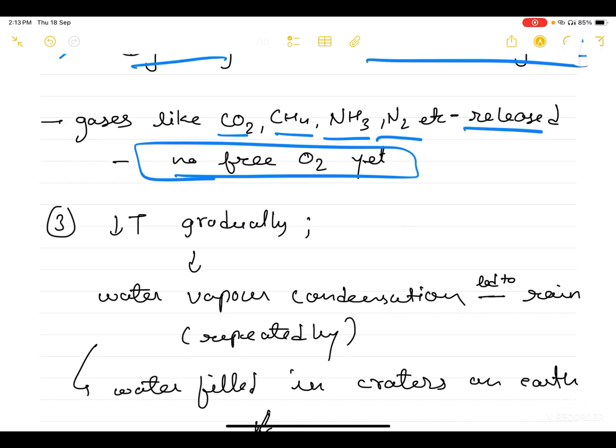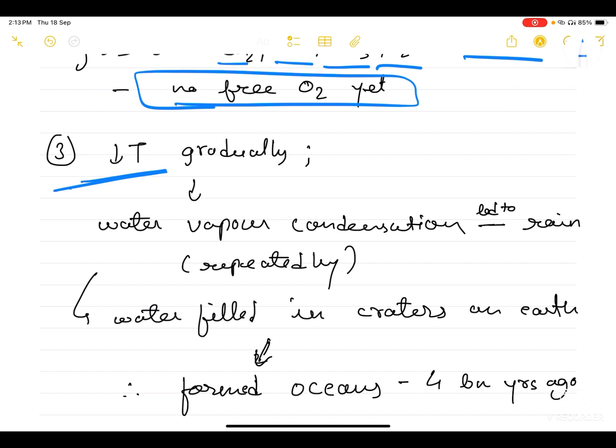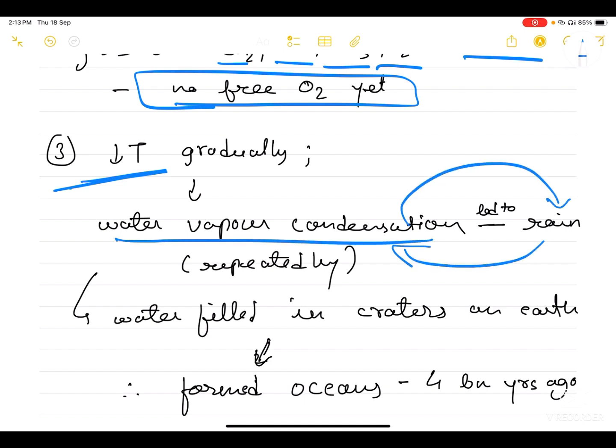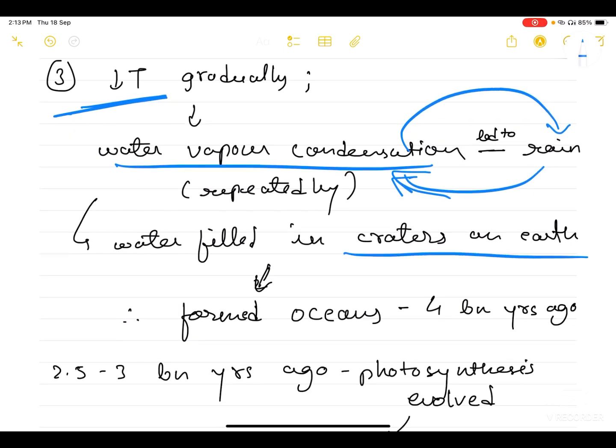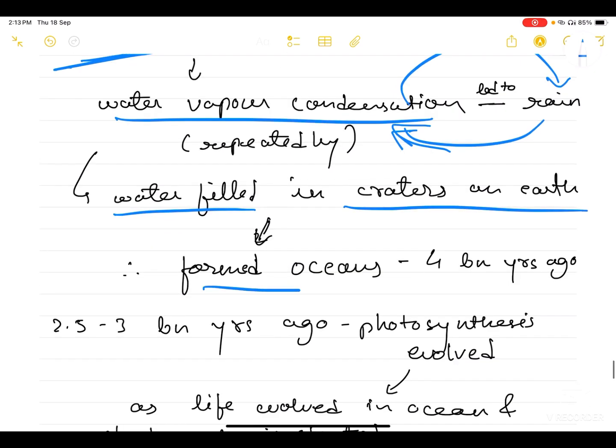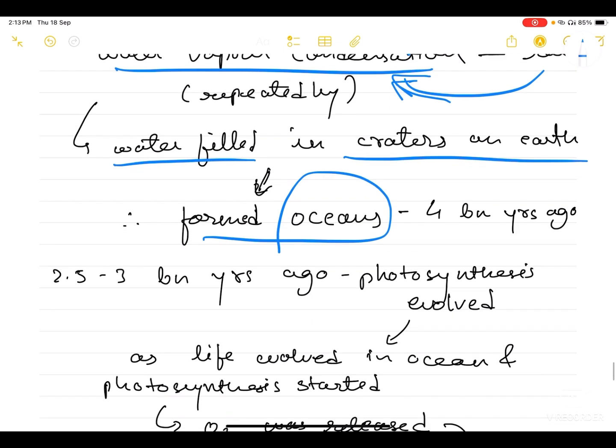In the final stage, as the temperature started getting lower, water vapor started condensing, which led to rain, and this cycle continued repeatedly. Therefore, the craters on the surface of the Earth started being filled with water, and oceans formed. This happened about 4 billion years ago.